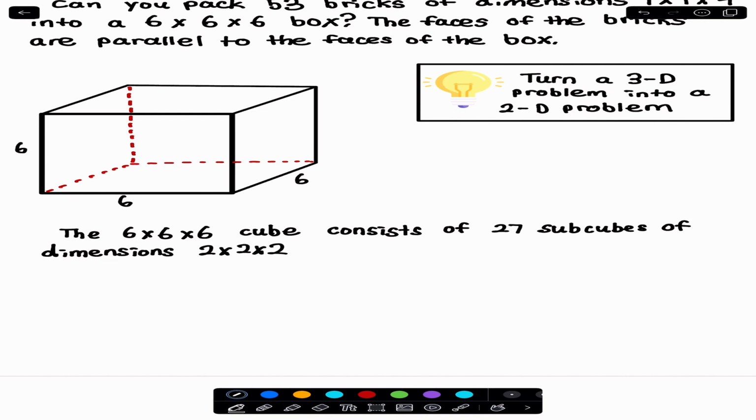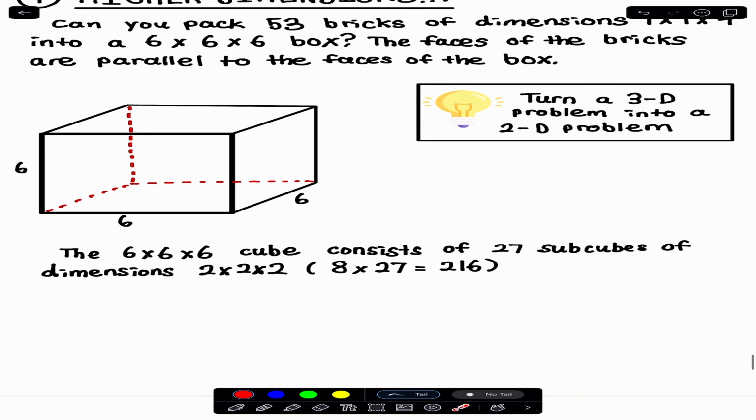This is basically just a volume. Each cube has dimension 2 by 2 by 2, so that would be 8. And since there's 27 copies of them, 8 times 27 is 216, which is exactly 6 times 6 times 6. So basically everything fits nice and compactly. Great.